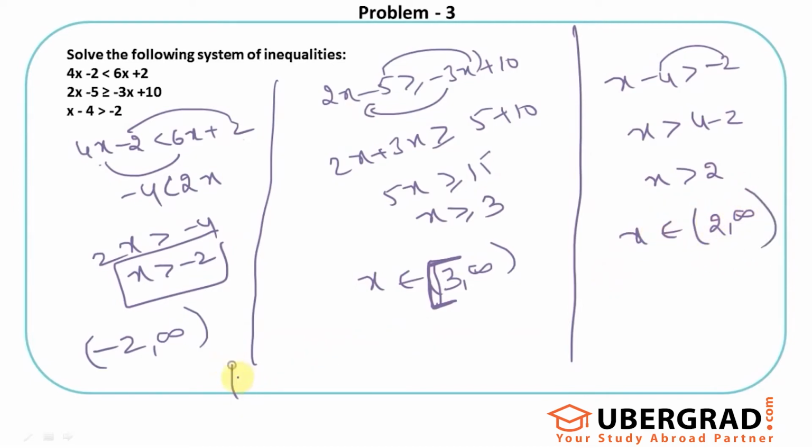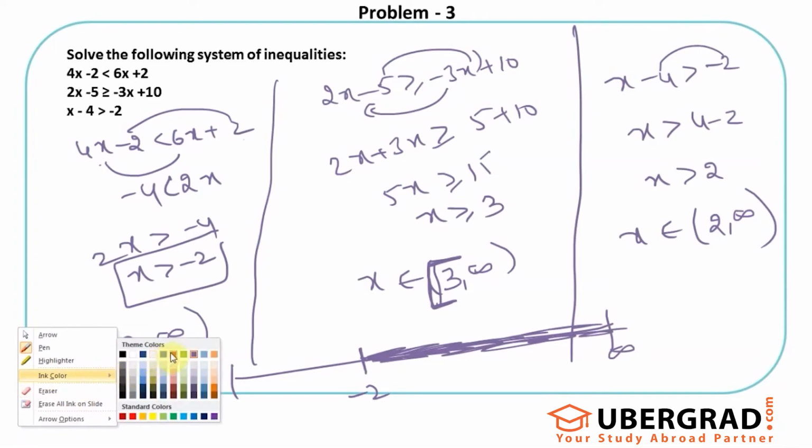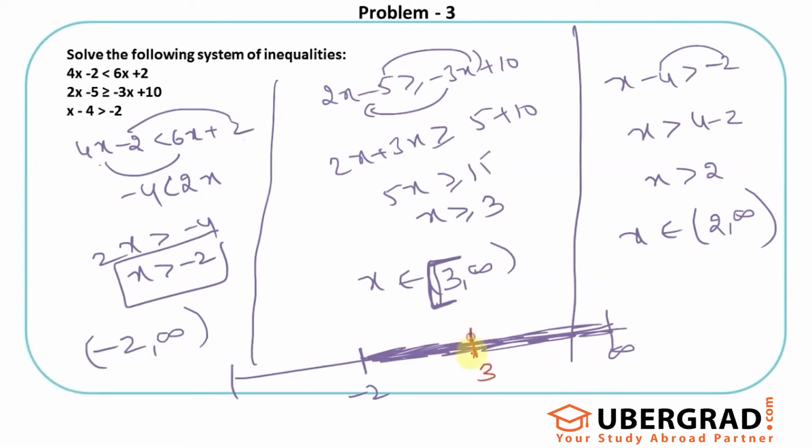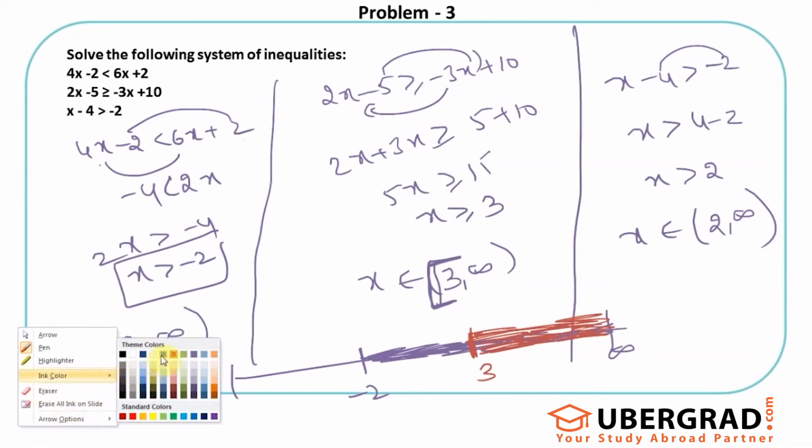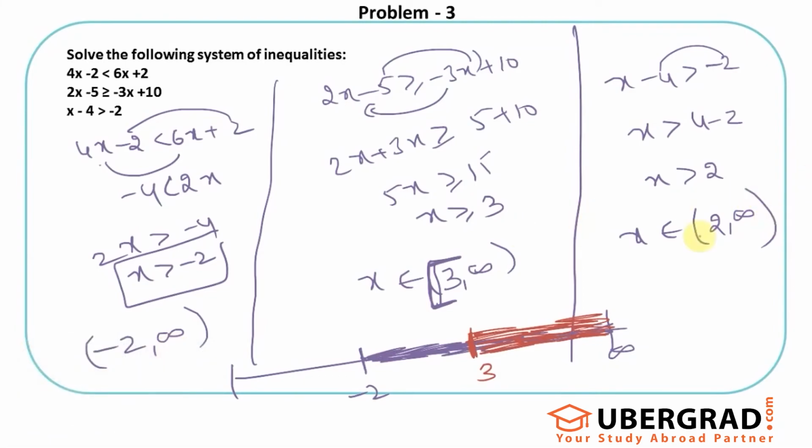So that means x belongs to 2 to infinity. If I see it as a number line, the first inequality is satisfied as long as x is between minus 2 and infinity, right? What about the second inequality? Let me use a different color. It's 3. 3 is also accepted. 3 to infinity is accepted. What about this one? 2 to infinity, not including 2, but okay, that will be this zone, right?